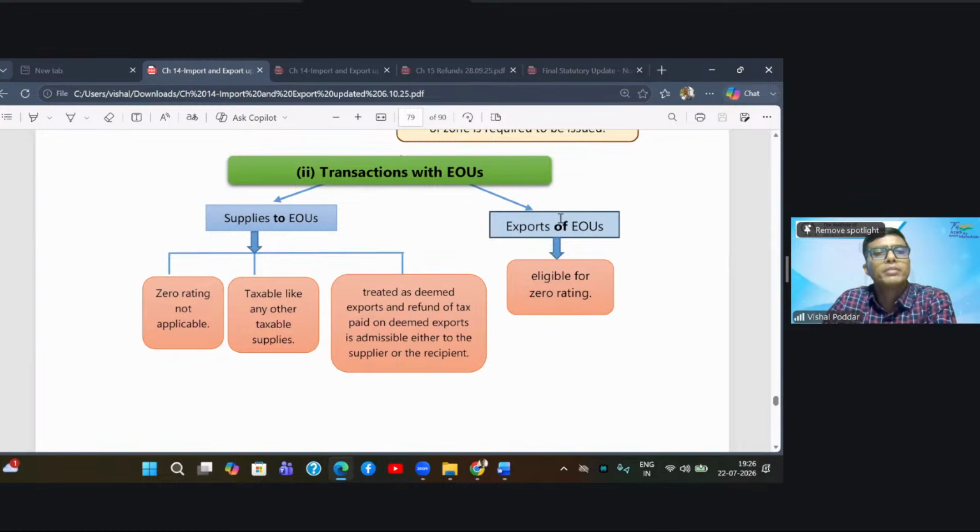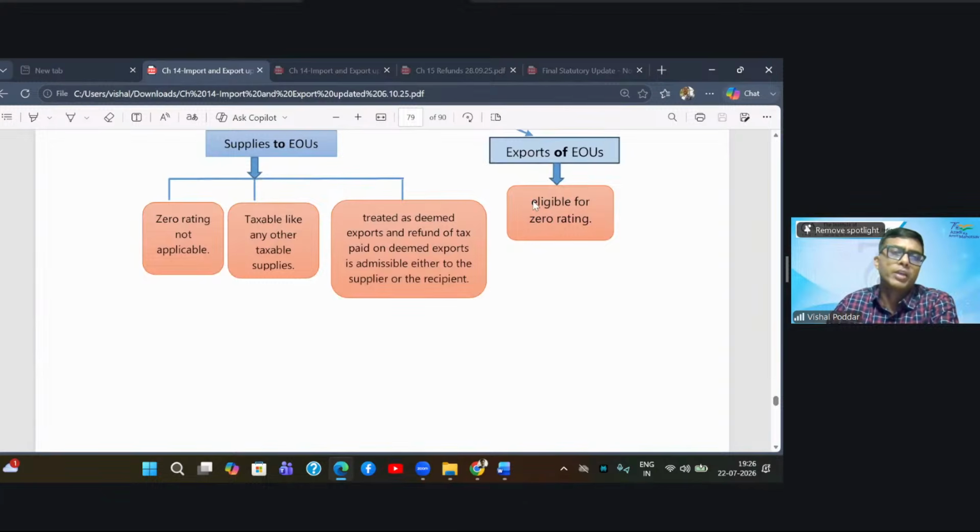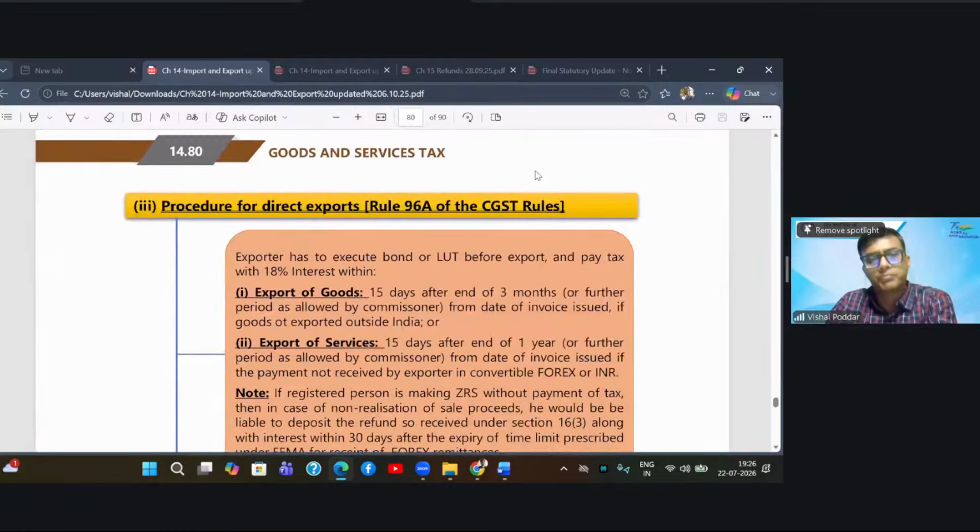Now, when I am doing a transaction with EOU, whenever I am supplying to EOU, we already studied it is not a zero rated supply. It will be treated as any other supply. However, it is to be treated as a deemed export. And since it will be treated as a deemed export, first we will pay the tax. And after the tax is paid, the refund of the same tax can be applied for either by the supplier or by the recipient. Wherever there is export done by EOU, that is, EOU is now procuring from me and doing export, that will be eligible for zero rating.